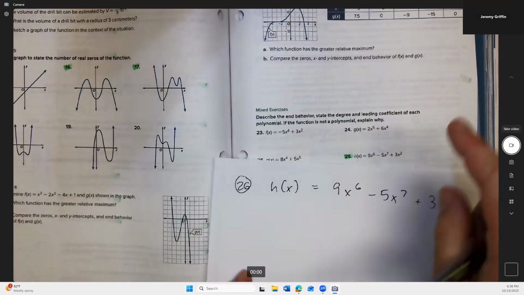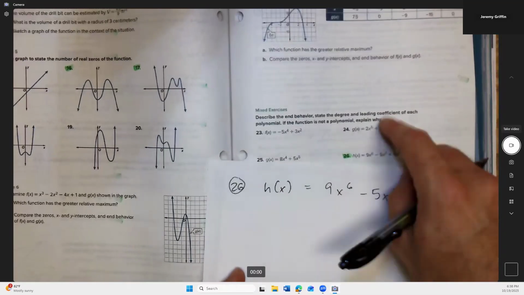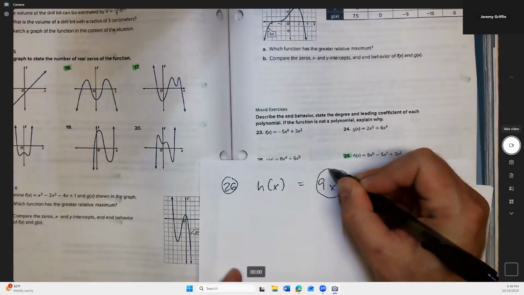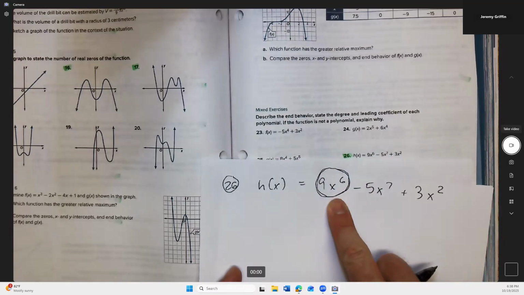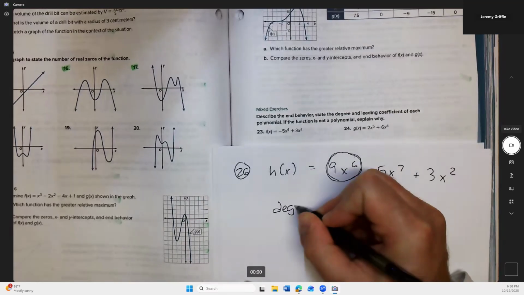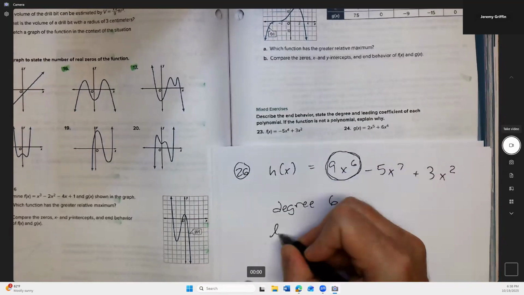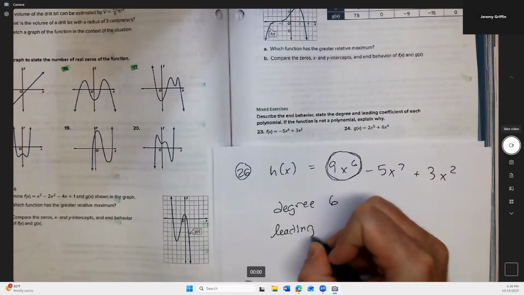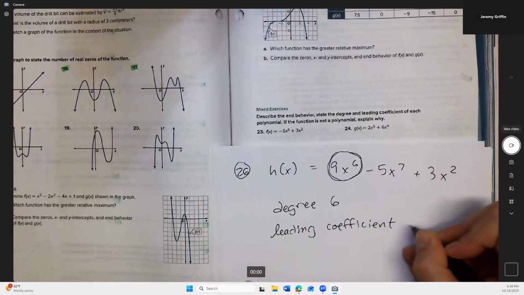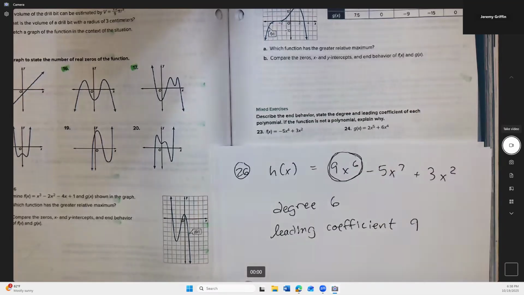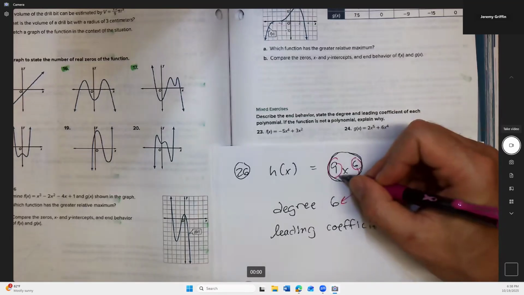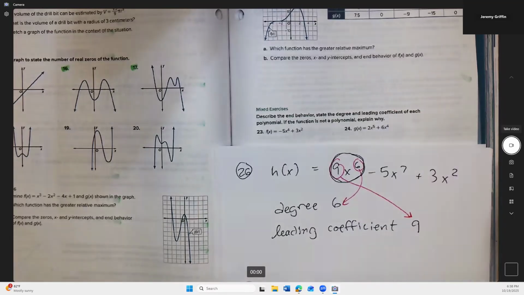Okay. Now, to answer this question, what's the degree, leading coefficient, and end behavior, and so on? The only term that matters to all those questions is just this one right here. All you have to do is look at that. So I see degree 6. I see leading coefficient of 9, right from right there. So we're just doing this number, point, this number, point, right there.